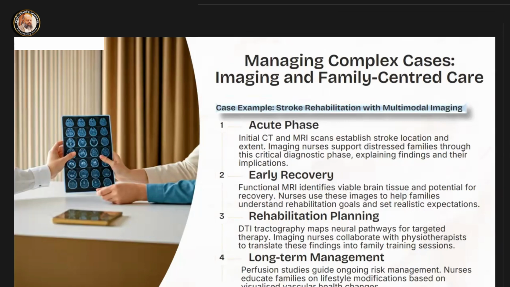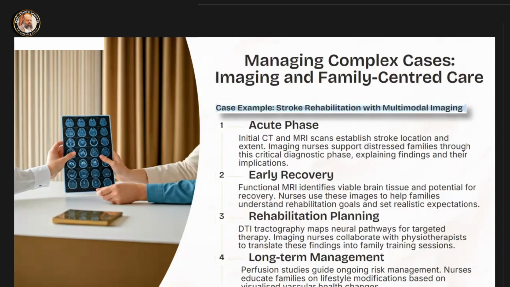We have a case example for stroke rehabilitation with multimodal imaging. In the acute phase, the initial CT and MRI scans establish stroke location and extent. Imaging nurses support distressed families through this critical diagnostic phase, explaining findings and their implications.